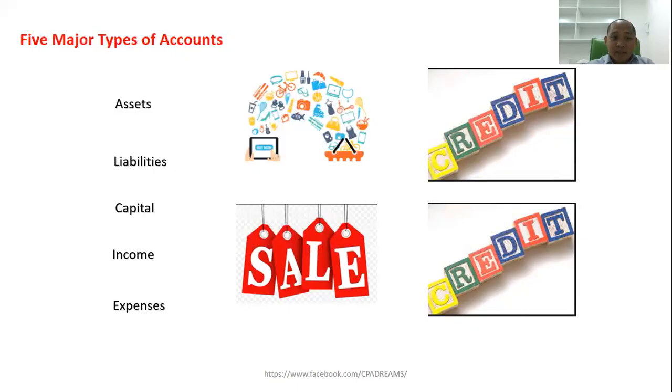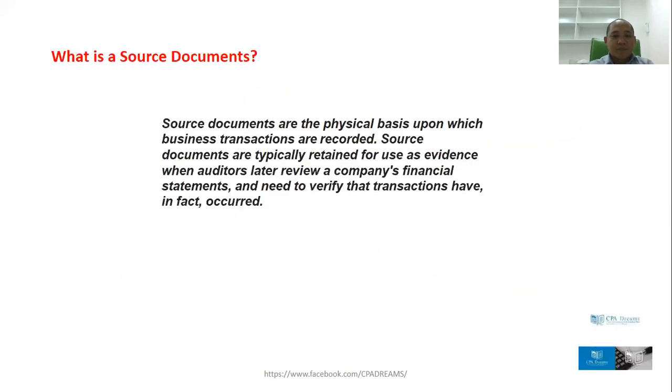Then you also have expenses. There will be a disbursement, meaning it could decrease your assets or it can increase your liabilities. Okay, again, they have an impact on the 5 major types of accounts or accounting elements.